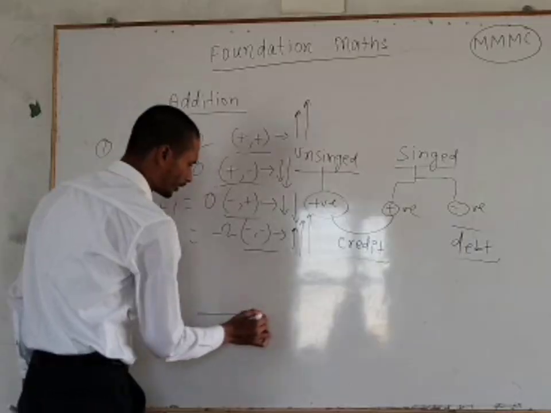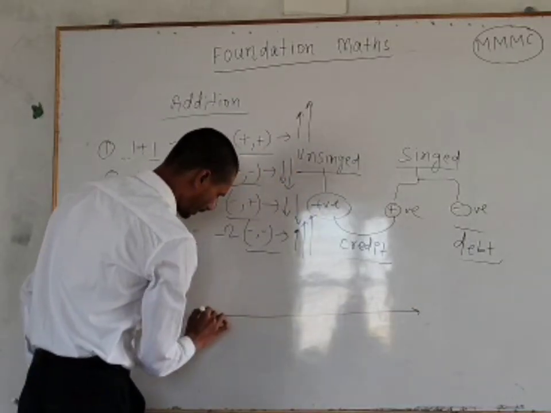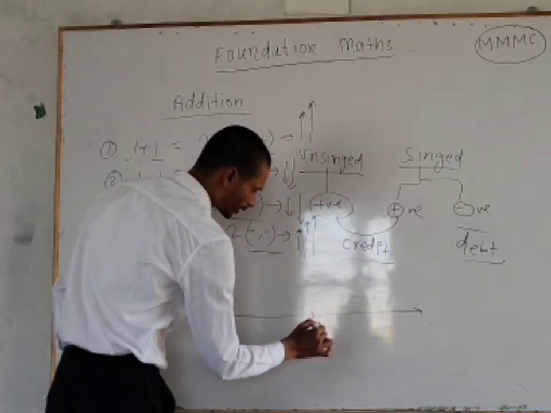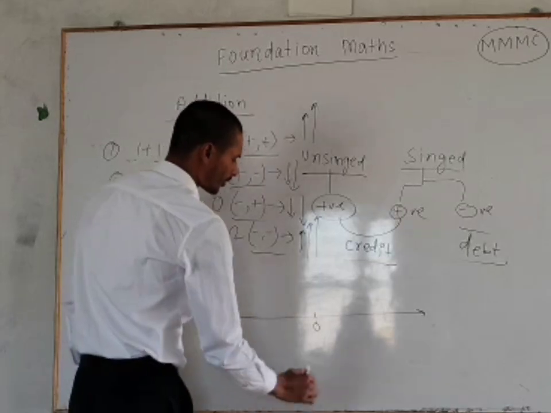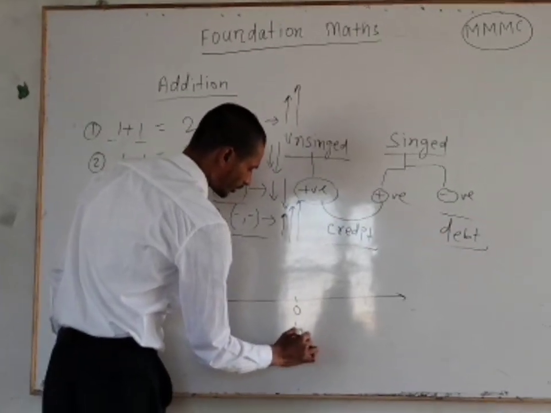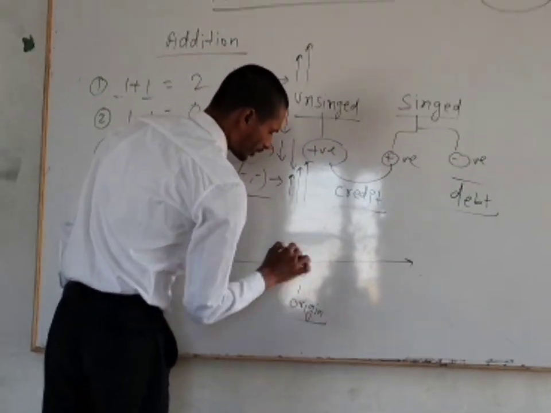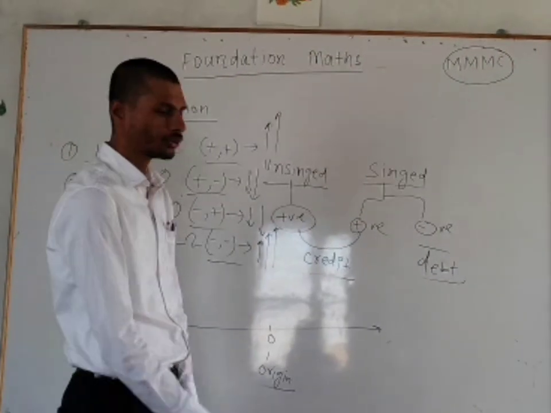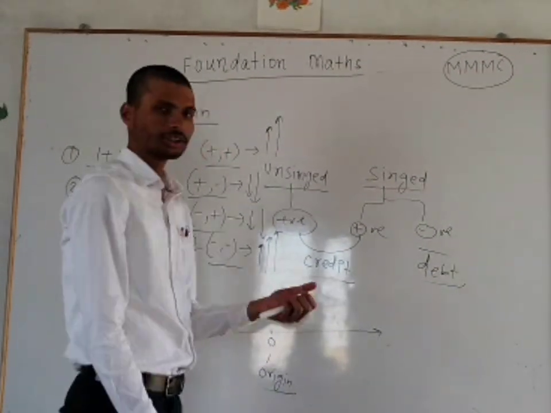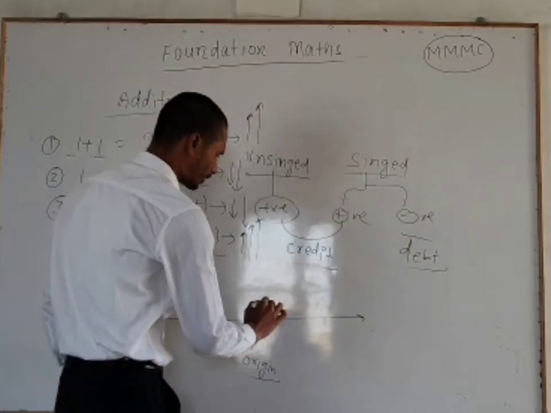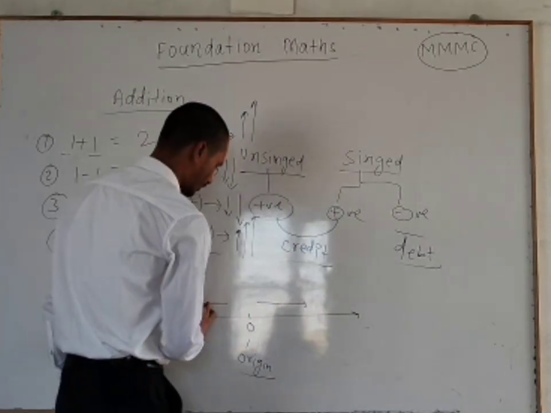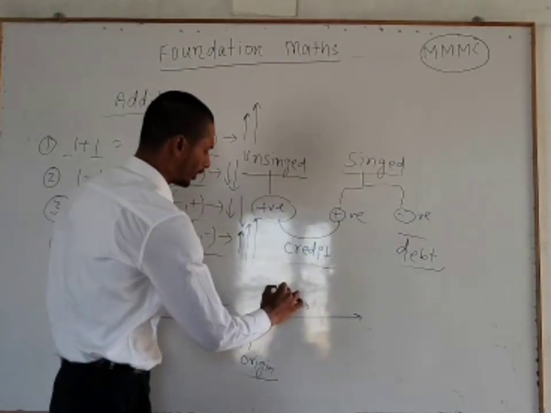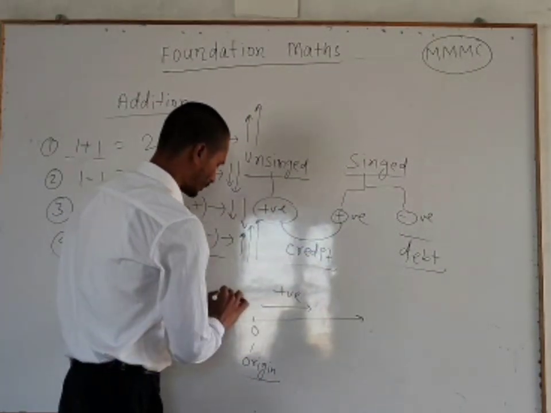So in the first example, we are going to take a number line. It has a middle point, that is the origin, that is for 0. Whenever you start to move forward and backward, you will start from the origin. This is the forward direction, this is the backward direction. This will always be positive, this will always be negative.